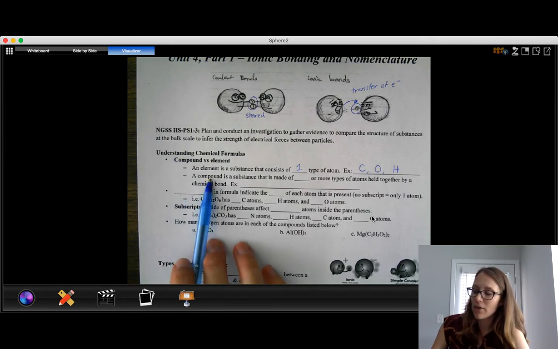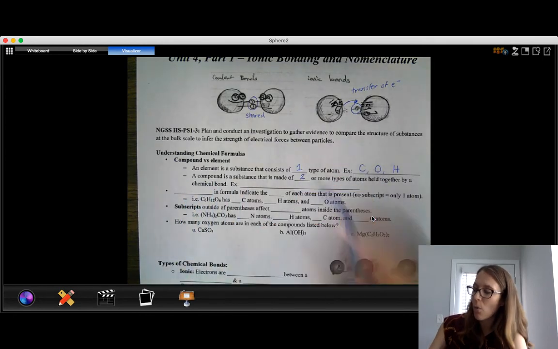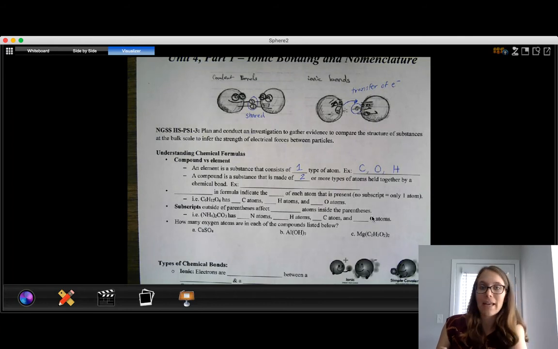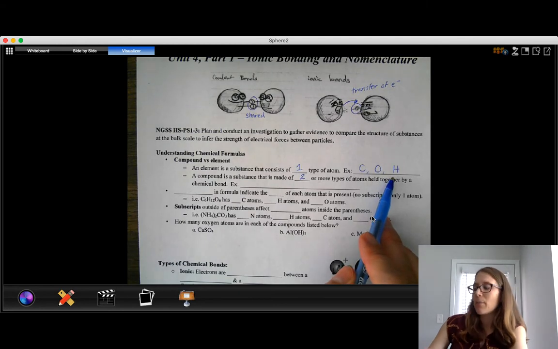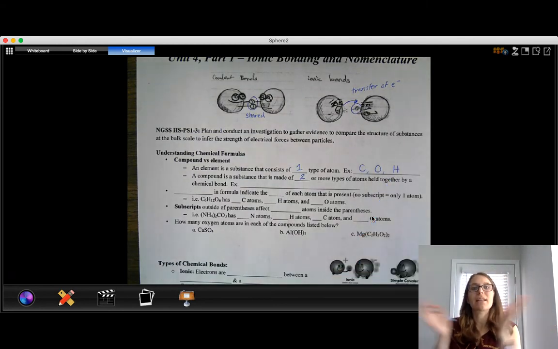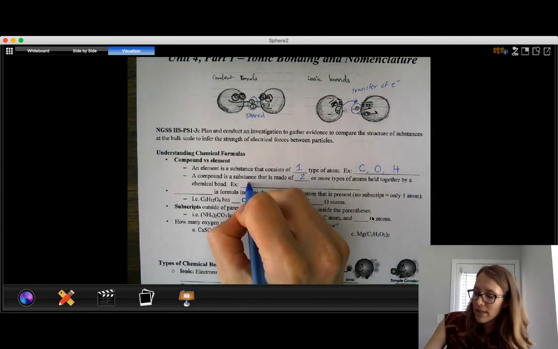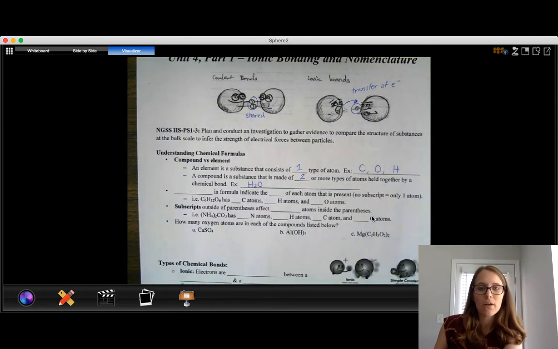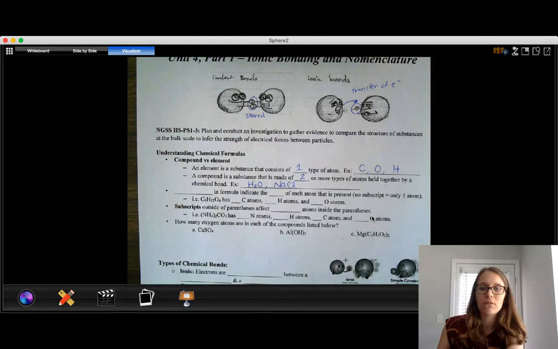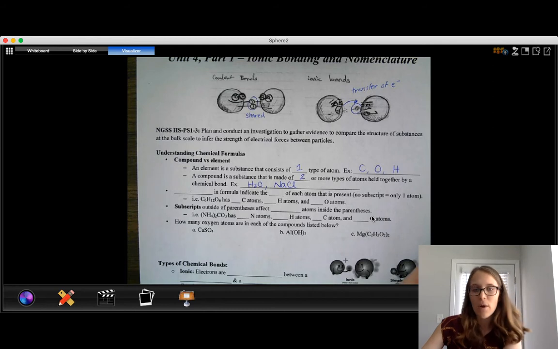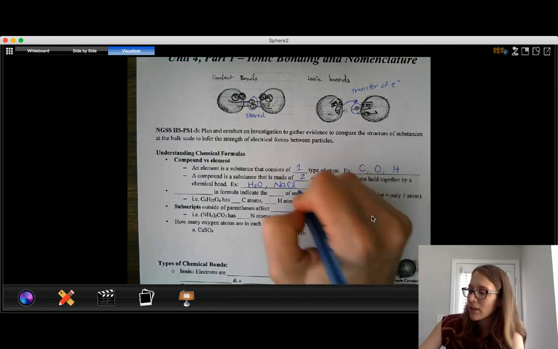A compound, on the other hand, is a substance that is made of two or more types of atoms that are held together by a chemical bond. If elements are kind of like letters in the alphabet, then when I take multiple letters, multiple elements, and stick them together, we're going to get words. That's essentially what a compound is. For example, H2O, which is water, is hydrogen and oxygen bonded together. That's a compound. Table salt is sodium chloride, which is the elements sodium and chlorine bonded together. We could keep going. Those are two that are really common and familiar.